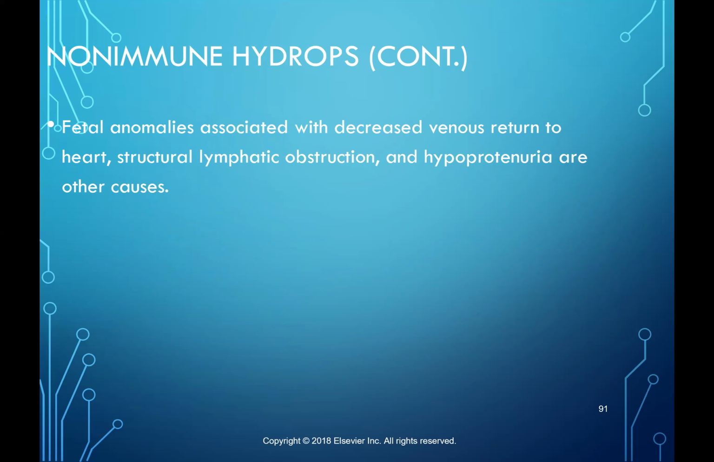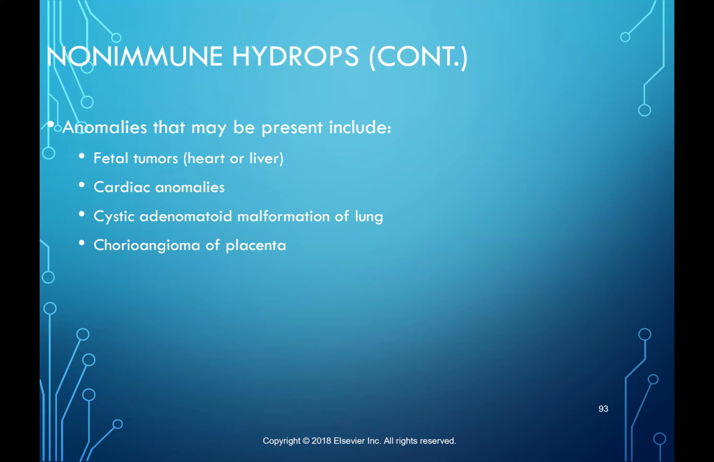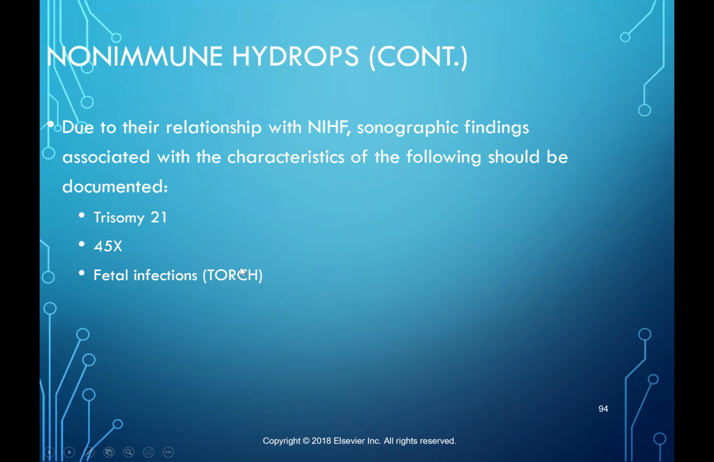Fetal anomalies associated with decreased venous return to the heart, structural lymphatic obstructions, and hyperproteinuria or other causes. Sono findings: all abnormal fluid collections should be documented and measured. And then the fetus should be evaluated for anomalies. There could be fetal tumors, cardiac anomalies, a cystic adenomatoid malformation of the lung, or a chorioangioma of the placenta.